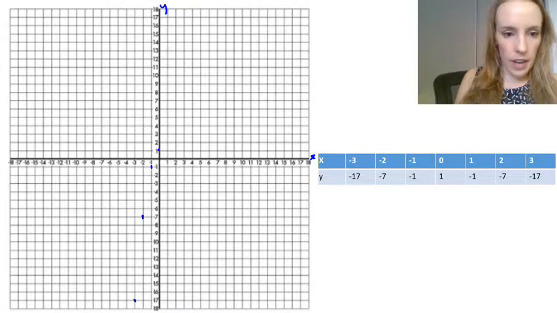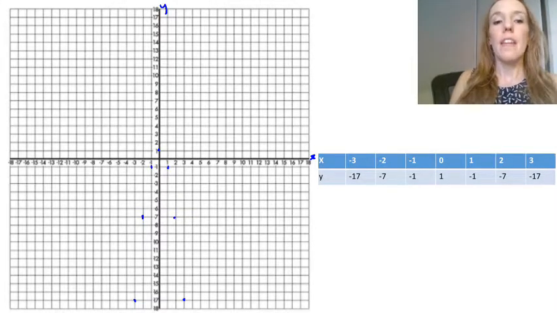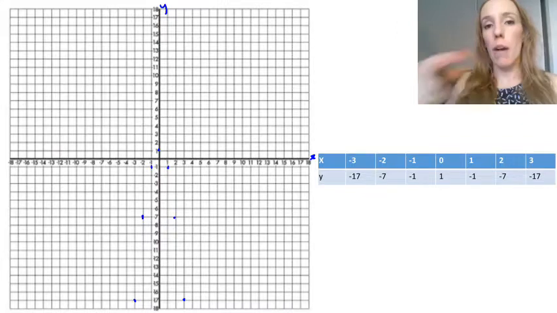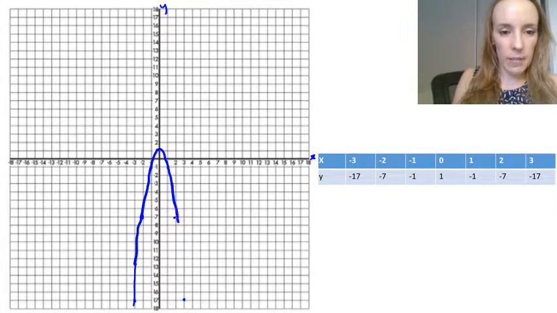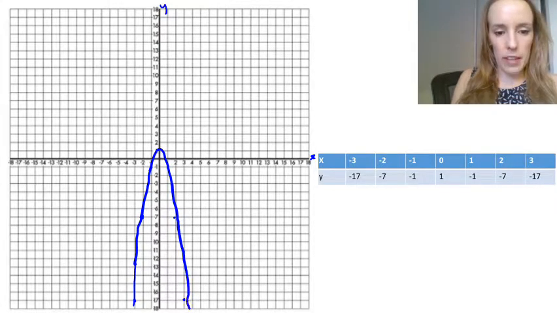X is 1 and -1. 2 and -7. And 3 and -17. Excellent. So once you've done your dots at every single point, this is where you freehand draw your parabola. Make sure that the turning point is going to be actually nice and rounded, not a point. So turn it like that. Actually hit your points unlike I just did.